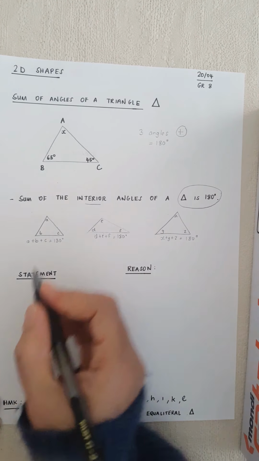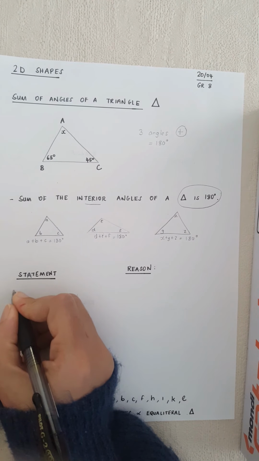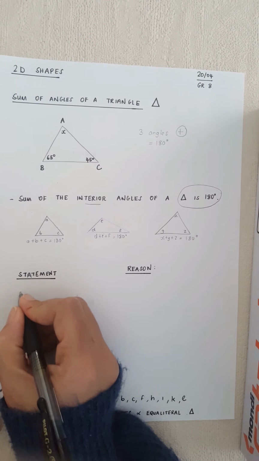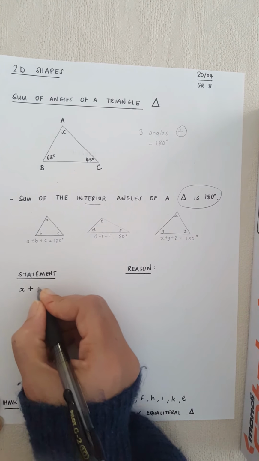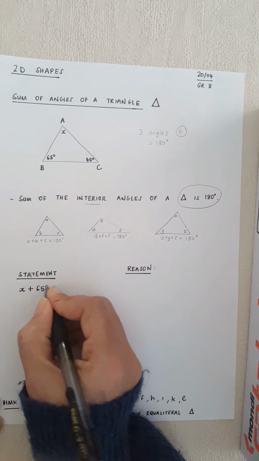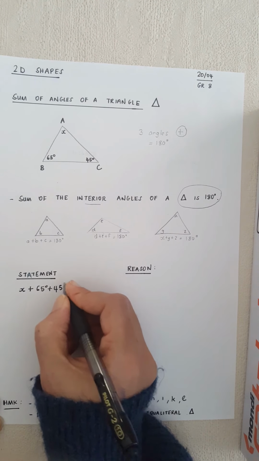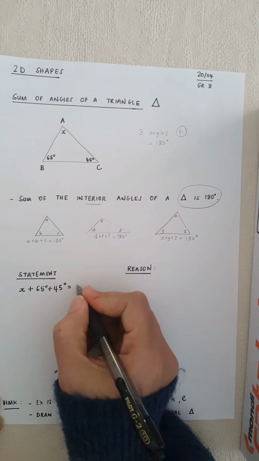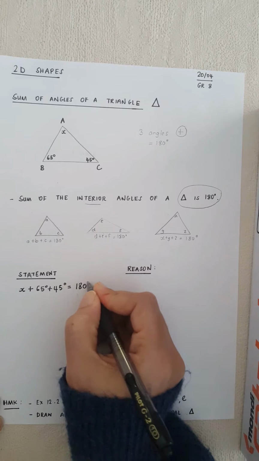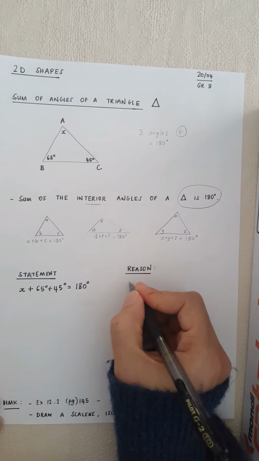So let's see how we're going to write it down. We're going to say in triangle ABC, right? We're going to say x plus 65 degrees plus 45 degrees is equal to what? I've been told it's equal to 180 degrees. And now I have to say a reason. Why did I say that?